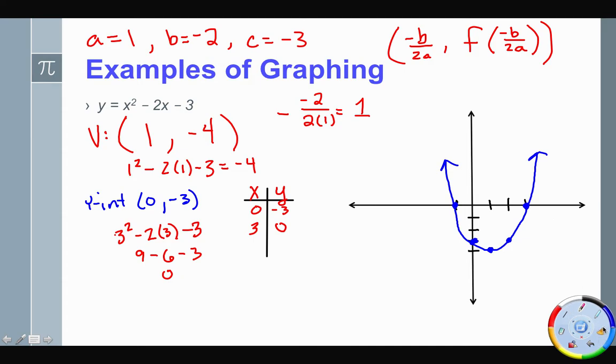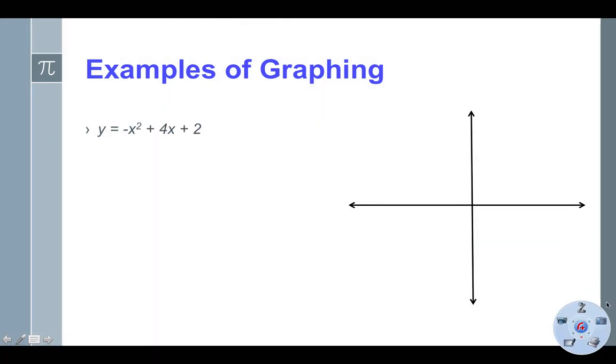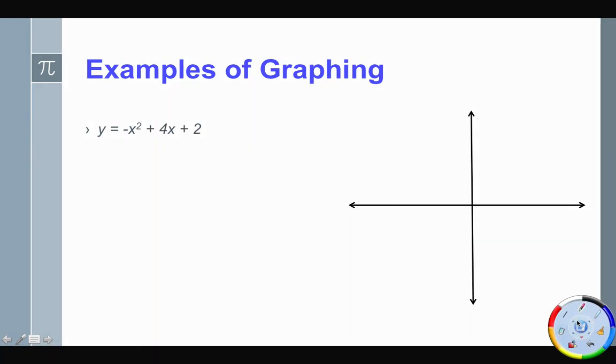All right, let's try one more here. Notice here we have a negative quadratic. So in this case, we should know that it's going to open down. We know it's going to be that type of parabola. And I'm just going to make a note, and you can do this every time if you so choose to do so. A is -1. B is 4. And C is 2.